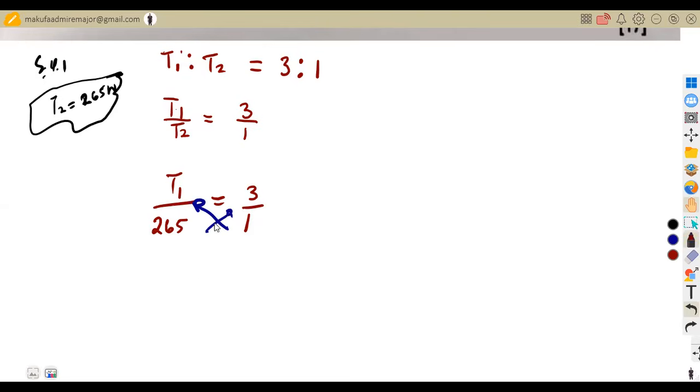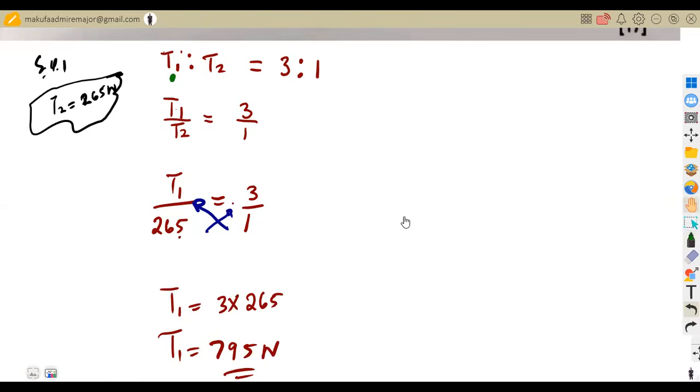That is going to be 1 times T1, which is T1. Then here we multiply 3 times 265. This is going to give us our T1, which is 795 Newton. So we have the tension that is affecting the tight side, which is T1.